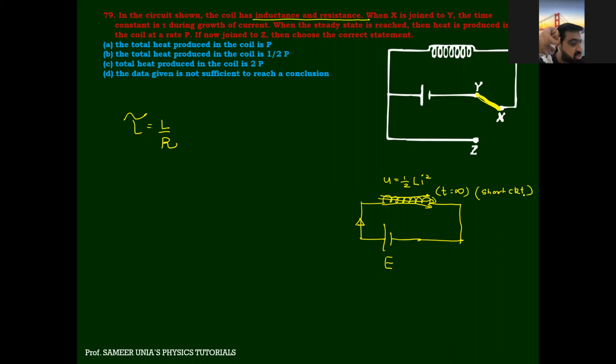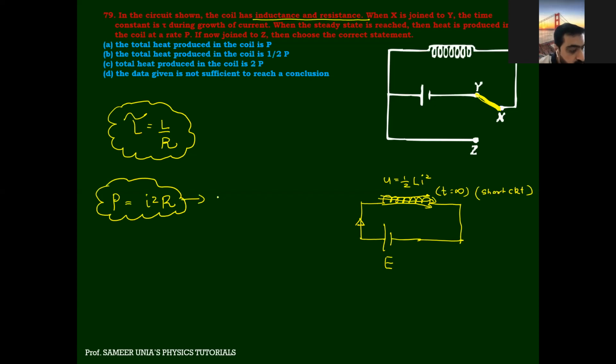The time constant tau during the growth of current. So tau, as Balse had told me, is equal to L by R. When a steady current is reached, the heat produced in the coil is P. Getting it? The heat produced is not this. This is the energy stored, half L I square. The formula for heat produced, if you remember, is I square R. Joule heating. Actually it is I square R T, but you are taking per second.